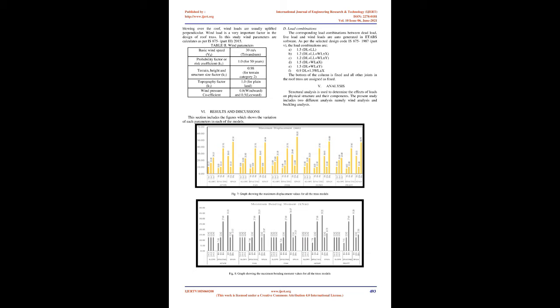Table 2. Wind parameters. Basic wind speed, Vb, 39 m/s, Trivandrum. Probability factor or risk coefficient, K1, 1.0, for 50 years. Terrain, height, and structure size factor, K2, 0.98, for terrain category 2. Topography factor, K3, 1.0, for plain land. Wind pressure coefficient 0.8 windward and 0.5 leeward.